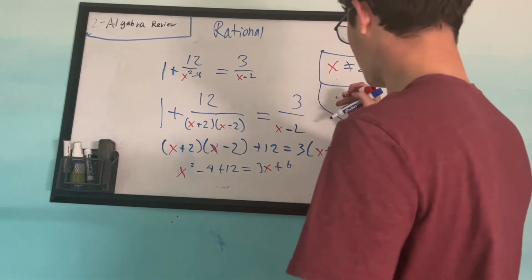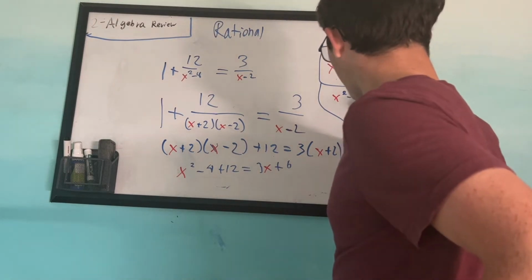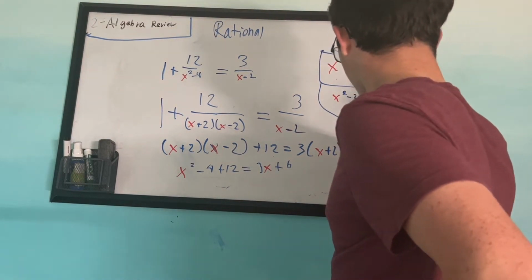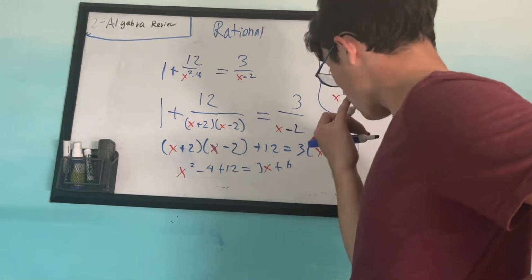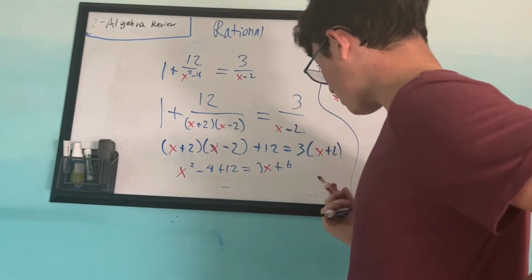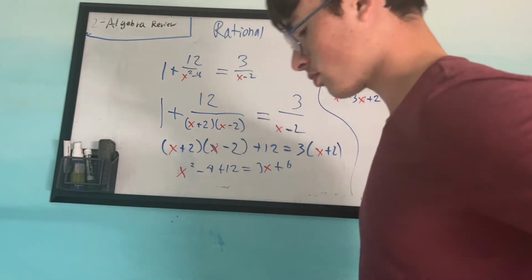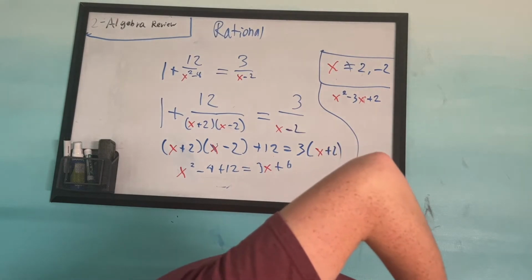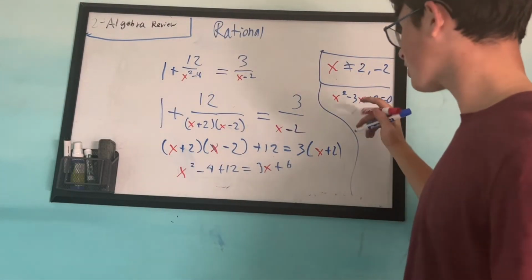We're able to get x squared minus 3x plus 8 plus 2 equals 0. That looks right. And then from here, it's extremely basic.